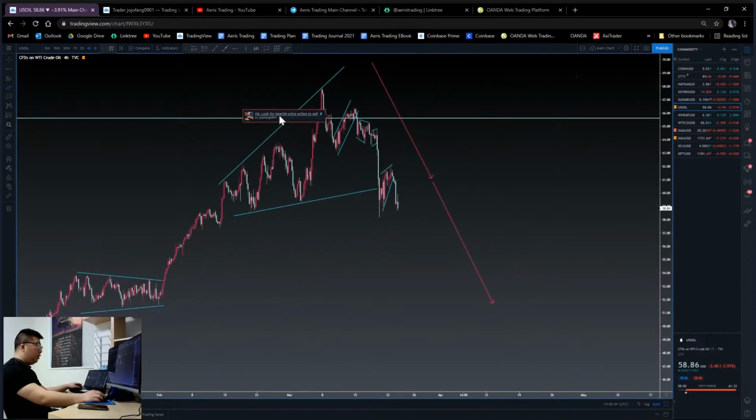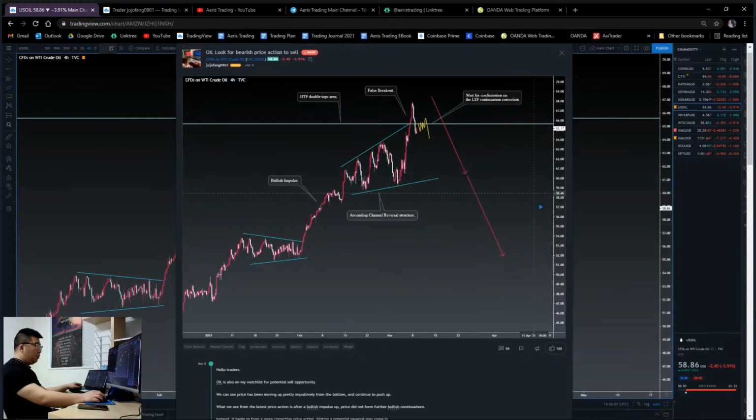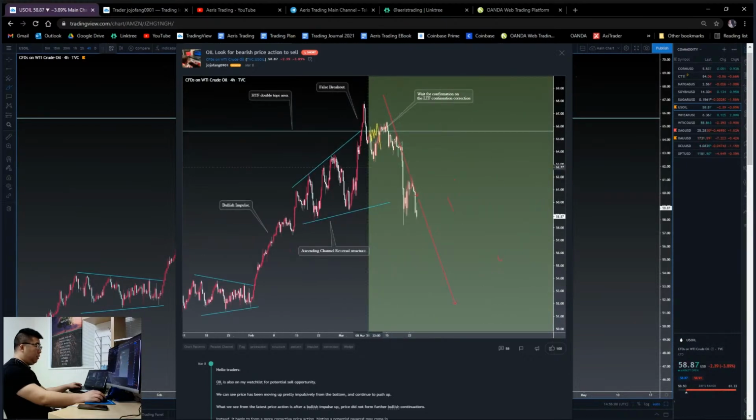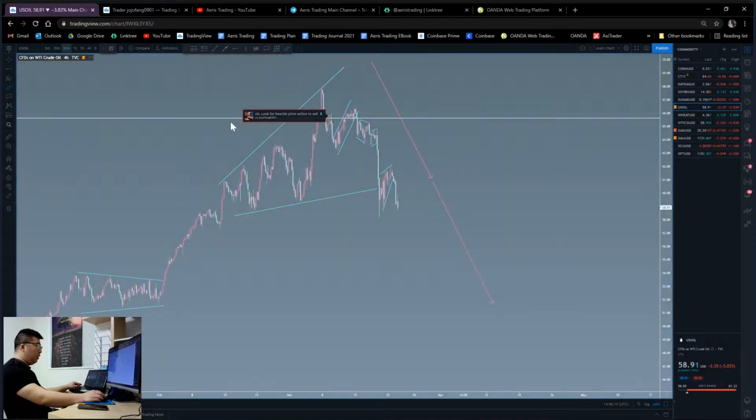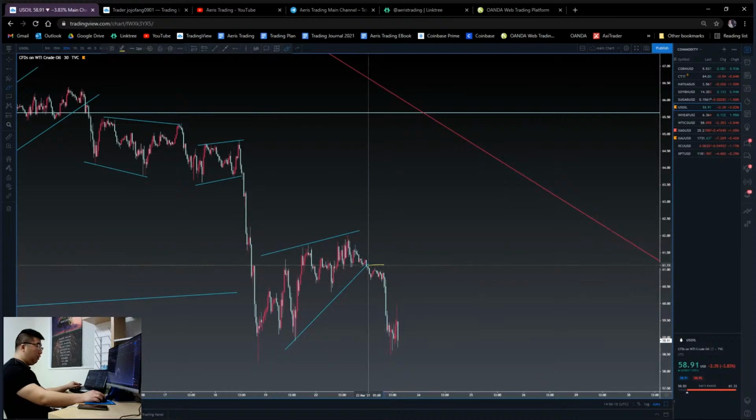Let's talk about oil. Oil has been dropping down quite a bit. So if you guys are in oil, good. There was a pullback here, a correction here. I was looking at this to enter. I ultimately did not enter here. I was really looking for entry here, just did not enter here.